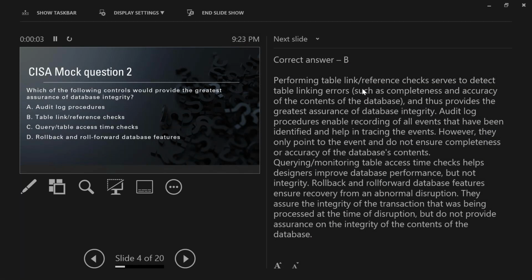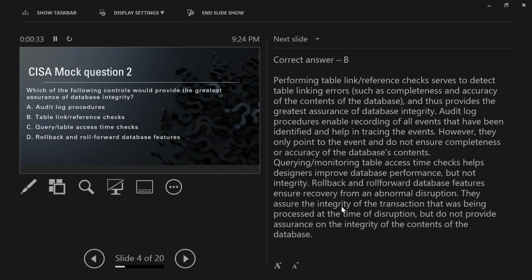Performing table link and reference checks serves to detect table link errors in completeness, accuracy, and contents of the database, and thus provides greater assurance on data integrity. Audit logs enable recording of all the events that have been identified and help in tracing the events. However, they only point to the event and do not ensure completeness or accuracy of the database contents. Querying or monitoring table checks helps designers improve database performance but not integrity.